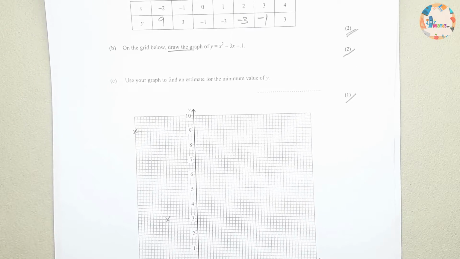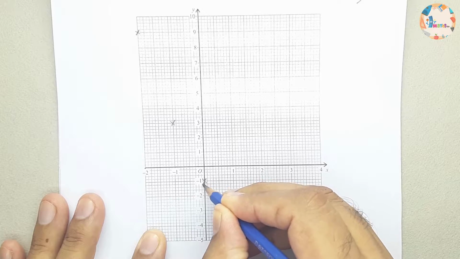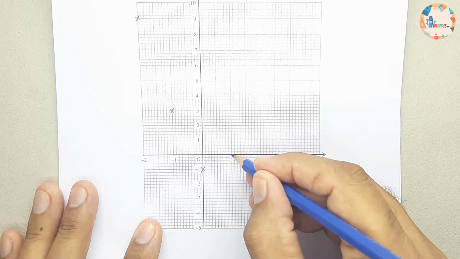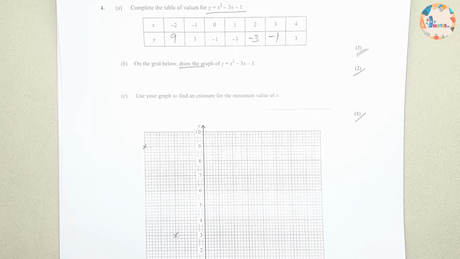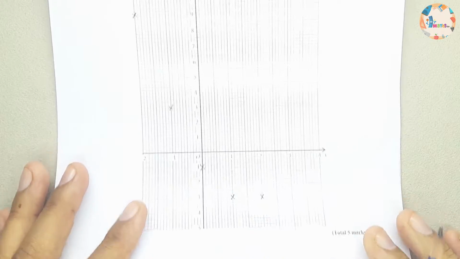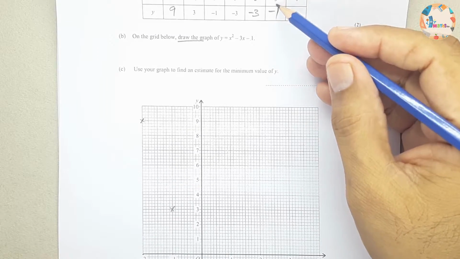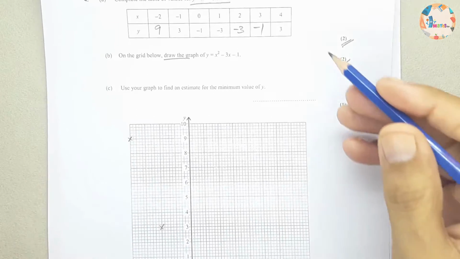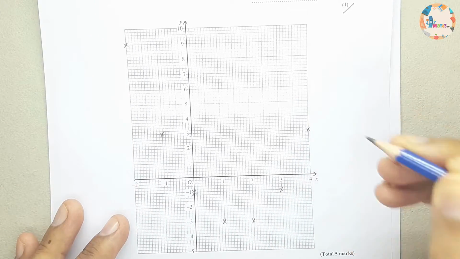The next point is 0 and minus 1. So this will be the point. And then comes 1 and minus 3. 1 and minus 3 will be this point marked. Now this is 2 and minus 3 as well, so 2 and minus 3, this one. Next point is 3 and minus 1, so 3 and minus 1 will be this point. And 4 and 3, 4 and plus 3, so this will be the mark for this point.